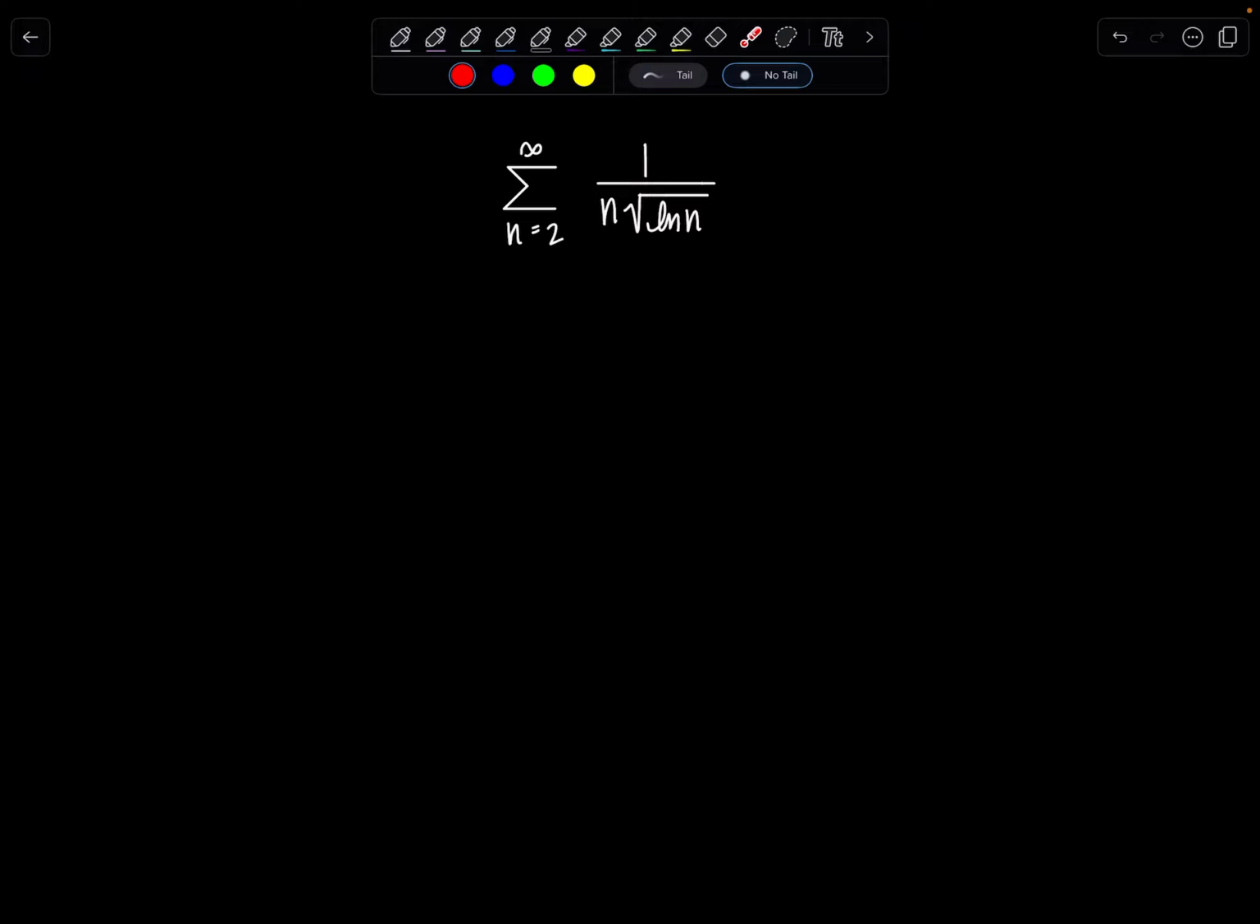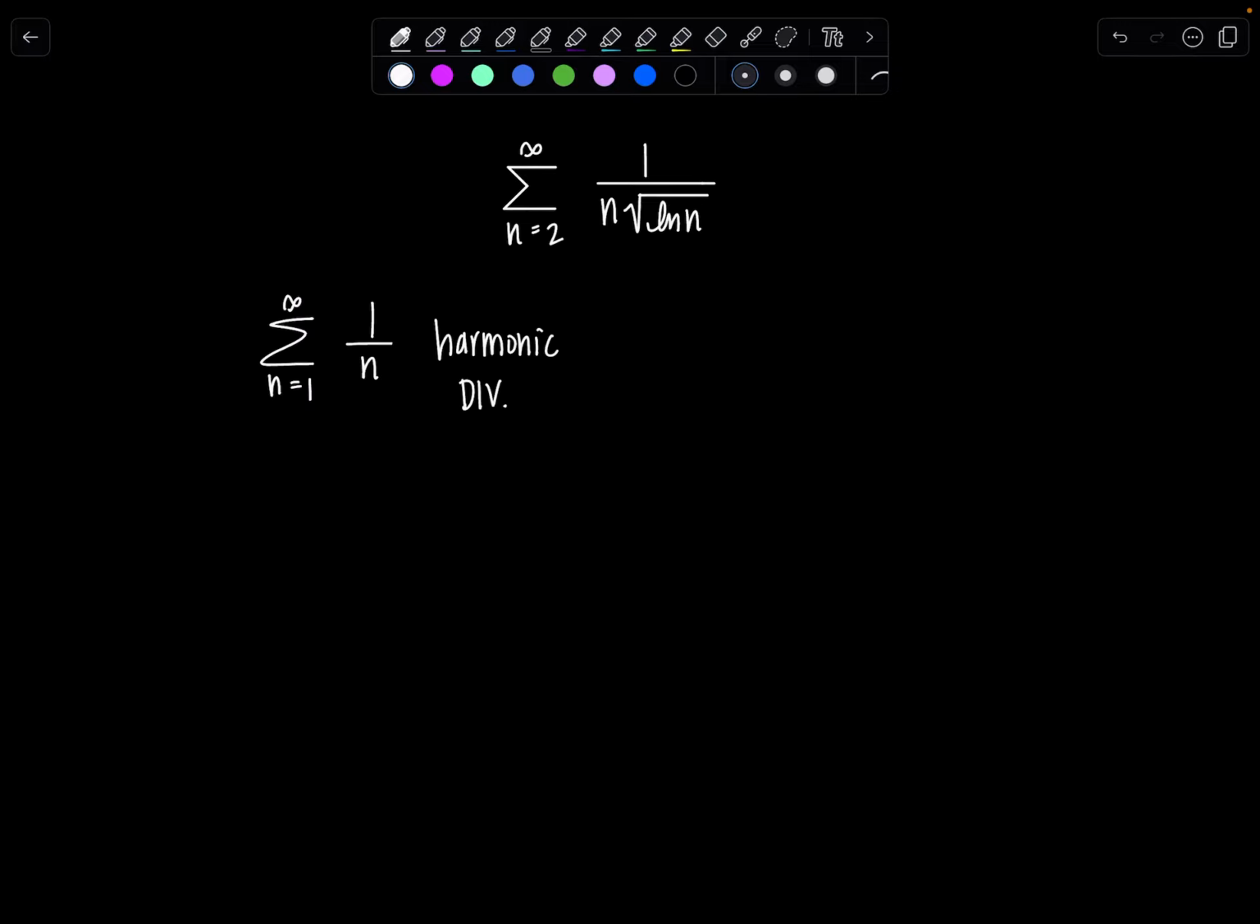If you were thinking, oh, this reminds me of harmonic, well, having this extra radical natural log of n in the denominator makes the terms of this series a little bit smaller than the terms of our harmonic series, n equals 1 to infinity, 1 over n. And we know that this guy diverges. So if the terms of our series are slightly smaller, direct comparison won't give us any information. This could still converge or diverge.